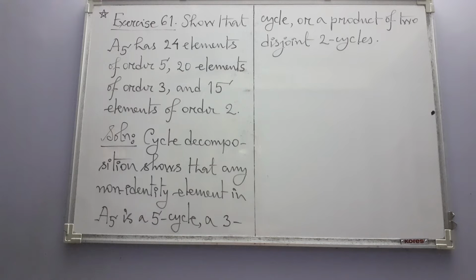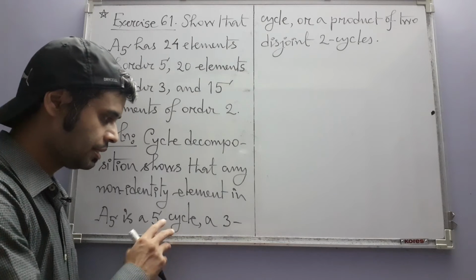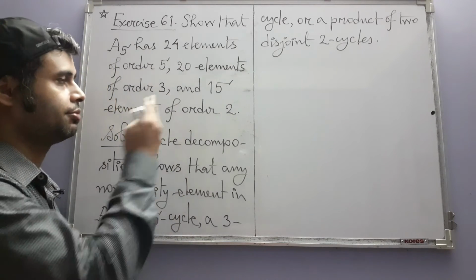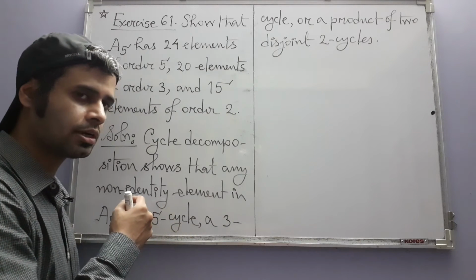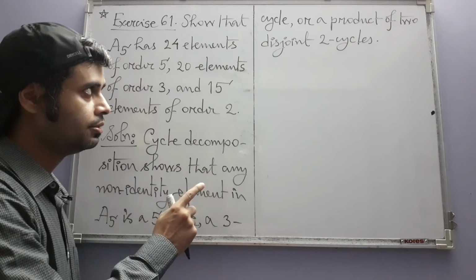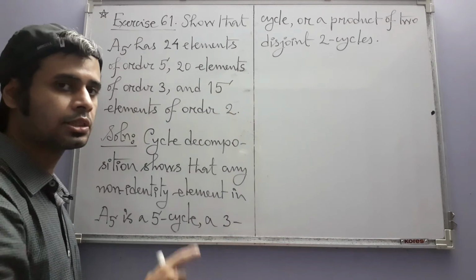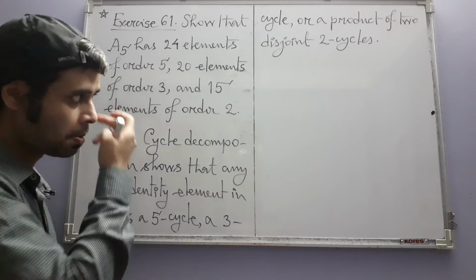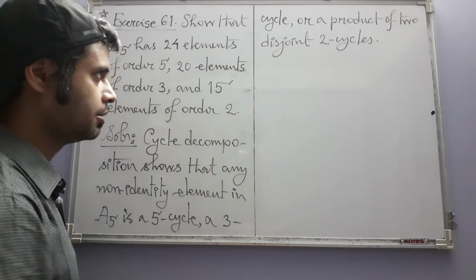Okay, and you can of course see that because these are the only types of elements available in your A5, and you can see that 5 cycles of course have order 5, all of them. Any 3 cycle has order 3, and any product of 2 disjoint 2 cycles has order 2, because LCM of 2 and 2 is 2. So you just have to find the number of such elements.